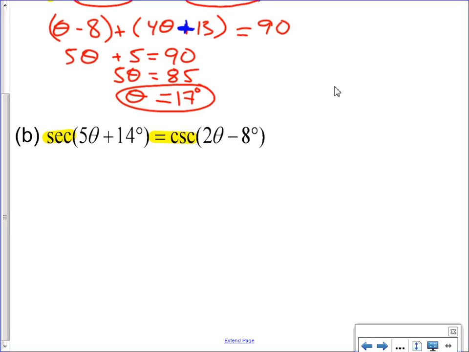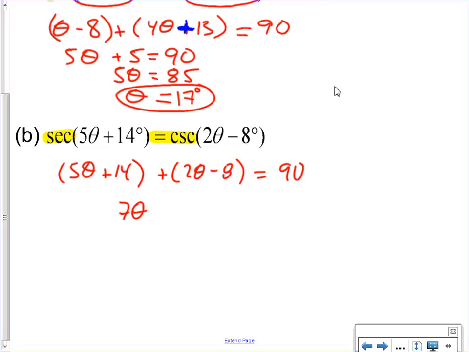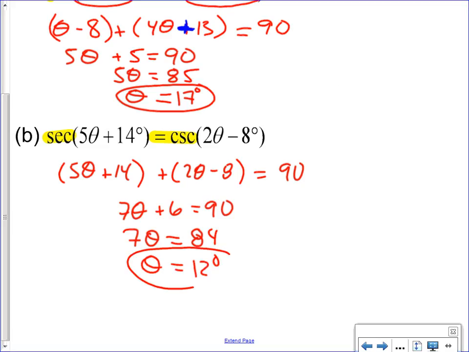So 5 theta plus 14, do we have the same thing on our paper too, plus 2 theta minus 8 equals 90. 7 theta plus 6 equals 90. 7 theta equals 84. It's 12. 12 degrees is the degree that would make that a true statement.